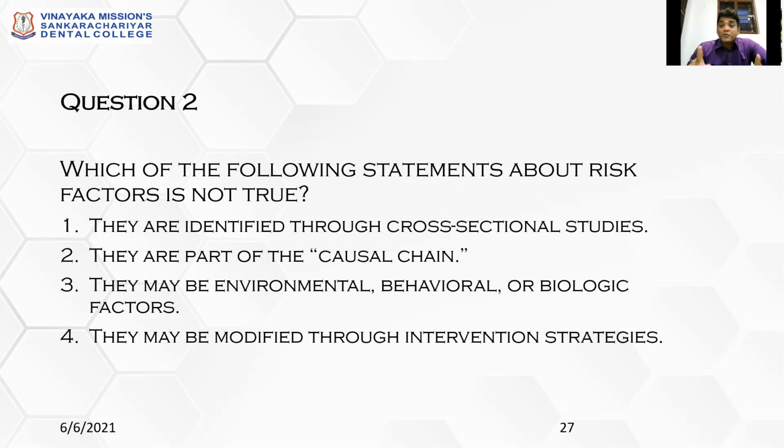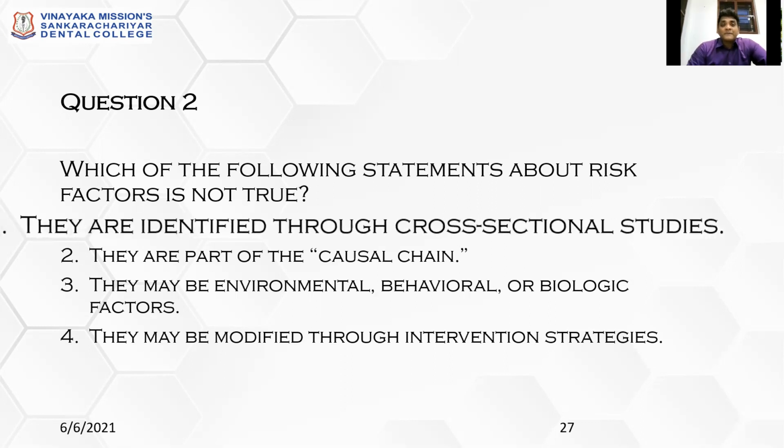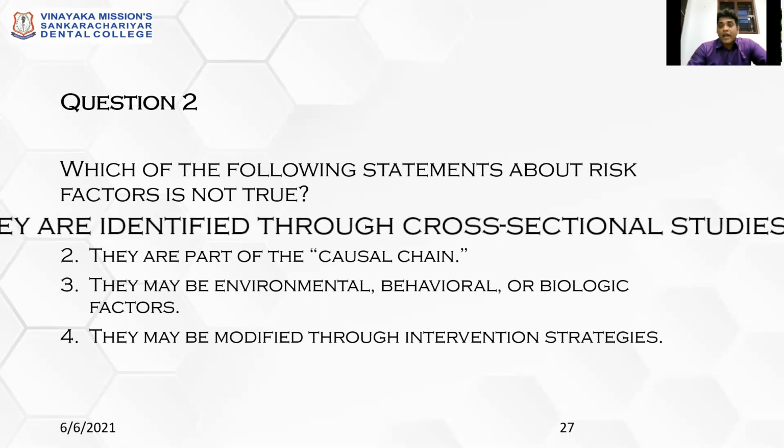They are identified through cross-sectional studies? A big no. From the exposure to any causative agent to the occurrence of the disease, we need to have a longitudinal study, that means a long-standing study of a particular patient, to check the particular risk factor. So the first one, cross-sectional study, is the wrong answer. It is identified by a longitudinal study.